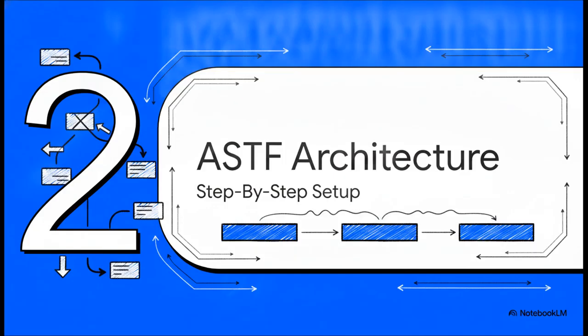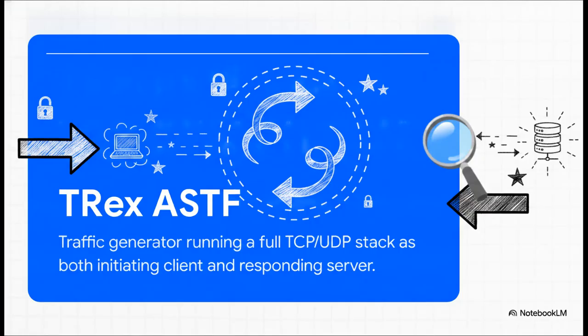Moving right along to Section 2, step-by-step ASTF architecture. So how do we actually fix this? Enter Trex ASTF. This solves the problem so elegantly, it isn't just sending packets out into the void hoping for the best. It actually runs a full, legitimate TCP and UDP stack inside itself. It acts as the initiating client on one port and the responding server on the paired port.